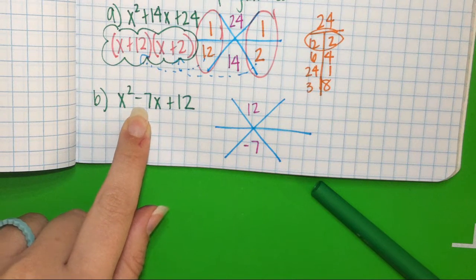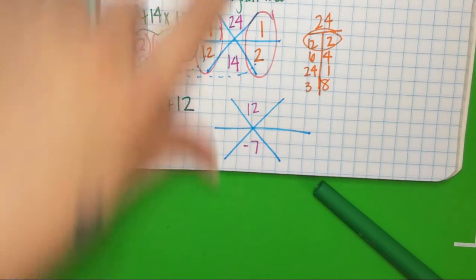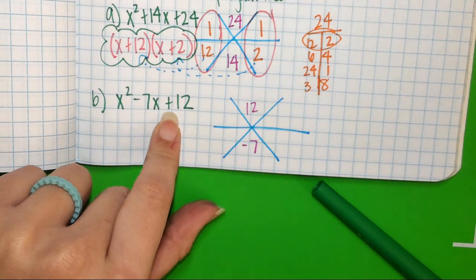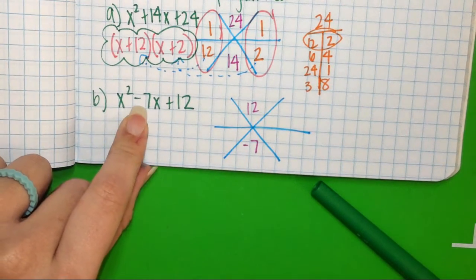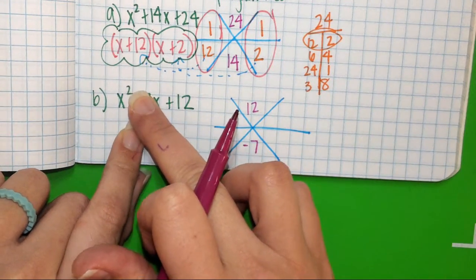Yes, it does. It affects what our factors are, right? If C is positive, then both factors match the sign of B. Is C positive this time? So are both factors going to be what? Negative. They're going to match 7.